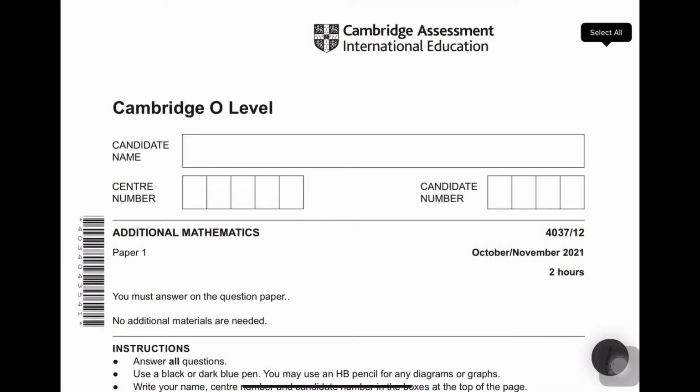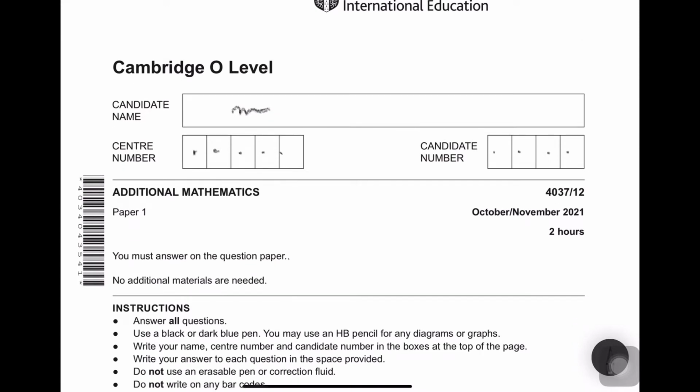Okay, Cambridge International Education, Cambridge O level. We are supposed to write here our name, center number and candidate number. These things will be given if you registered from the school. You can get all the information before the exam. This is the additional mathematics paper 1. Its subject code is 4037 and it is variant 12. This is October November 2021.